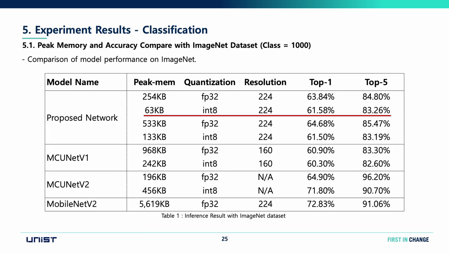Classification. From now on, I will discuss the results of our experiments. These experiments were conducted using our network, MCUNet V1, MCUNet V2, and MobileNet V2 on the ImageNet dataset, which is a classification task with 1000 classes. We observed that the peak memory usage of 63 KB is the lowest among all current networks. Additionally, it achieves an accuracy of 61.58%, which is comparable to other models and demonstrates competitive performance.